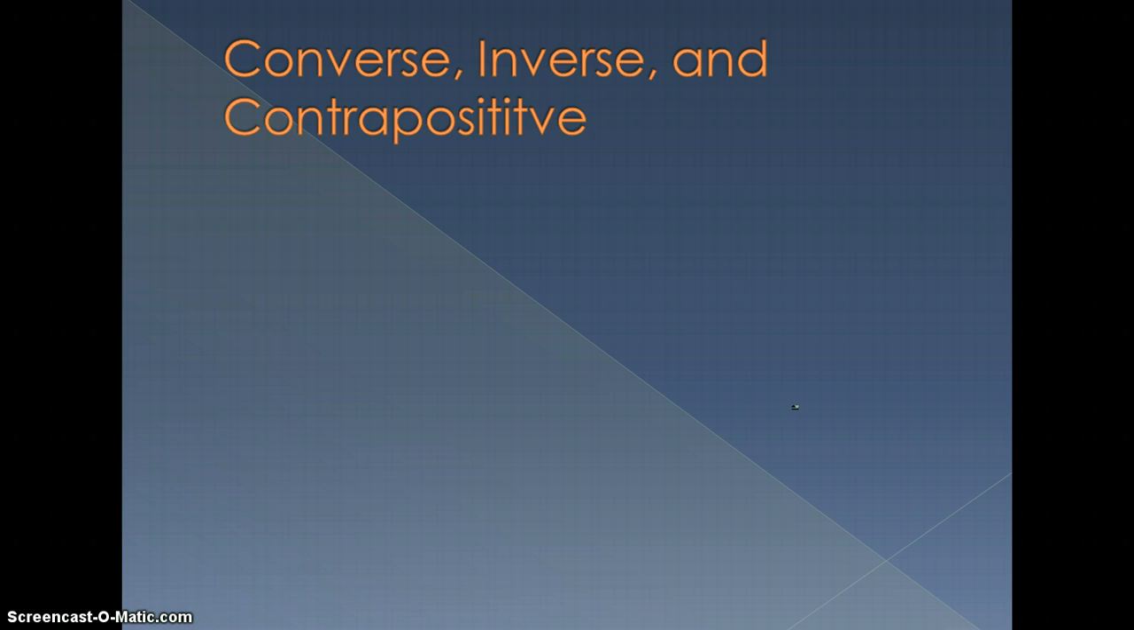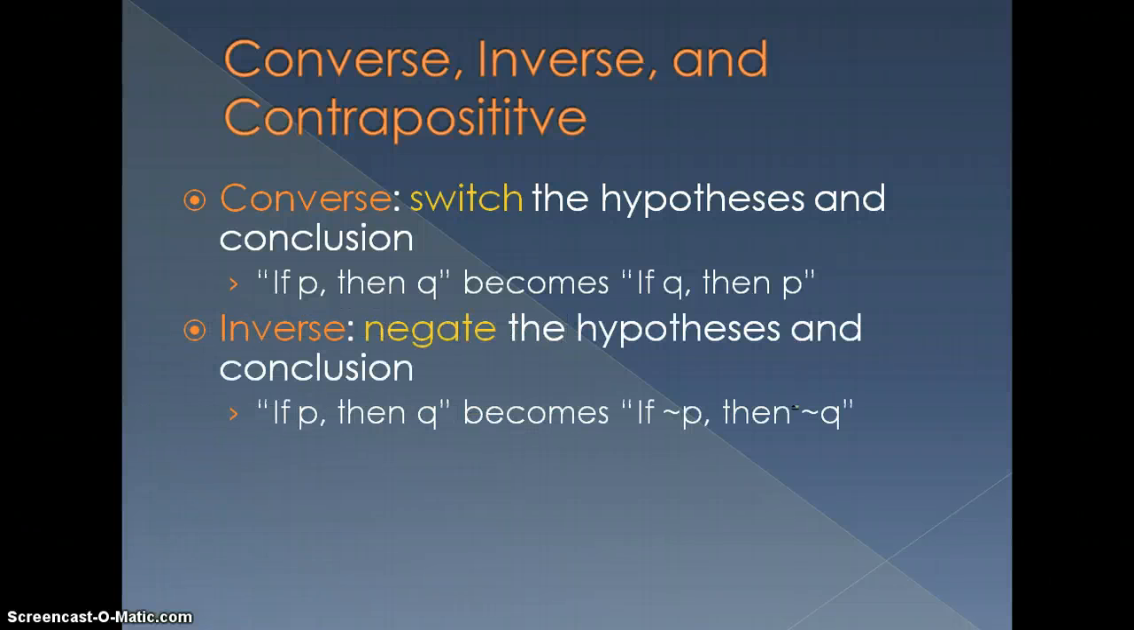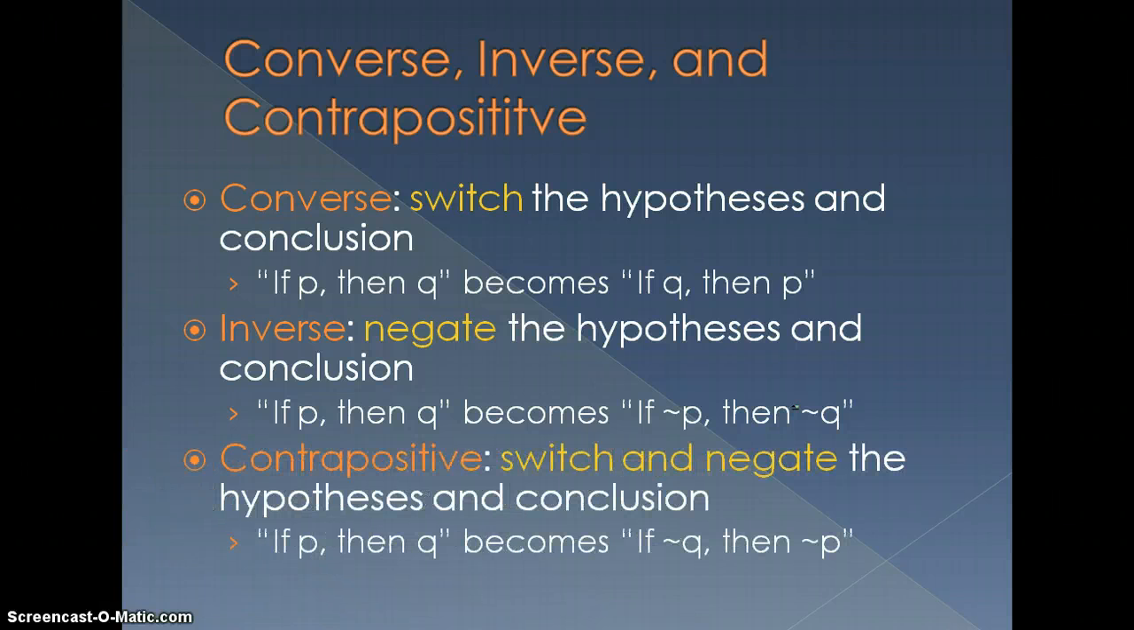Converse, inverse, and contrapositive. So the converse, we've seen, switch the hypothesis and the conclusion. That's our little flip-flop. The inverse, we negate the hypothesis and the conclusion. So if we had if P then Q, it becomes if not P, then not Q. Contrapositive, switch and negate the hypothesis and conclusion. So if we had if P then Q, it becomes if not Q, then not P.